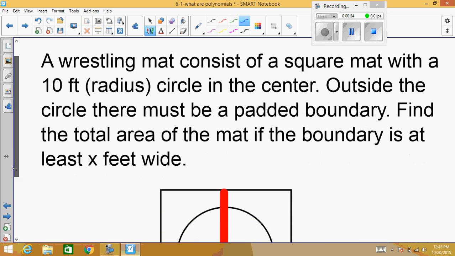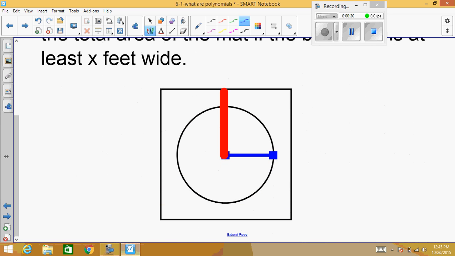So I come down here to my drawing, and I fill in what I know. Well, we know the radius is 10 feet. We don't know what the length is from the center of our circle to the edge of our mat, but we do know the distance from the outside of our circle to the edge of our mat is X feet. So that means that our red segment right here should be 10 plus X.